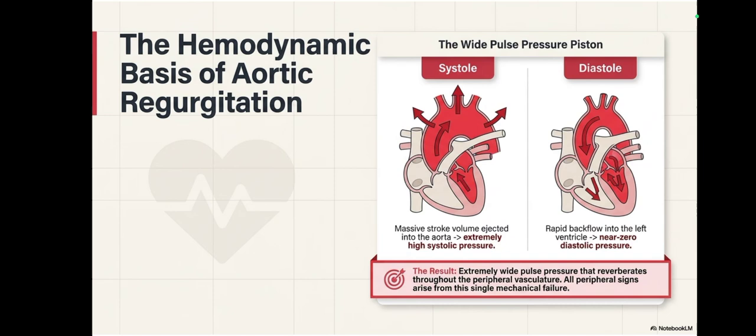Coming on to clinical cardiology, aortic regurgitation. In severe aortic regurgitation, the physiology is defined by a massive stroke volume ejected during systole, followed by rapid backflow into the left ventricle during diastole. This creates an extremely wide pulse pressure that manifests through several famous peripheral signs.